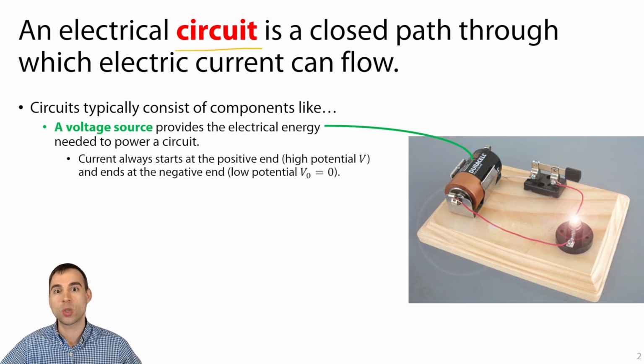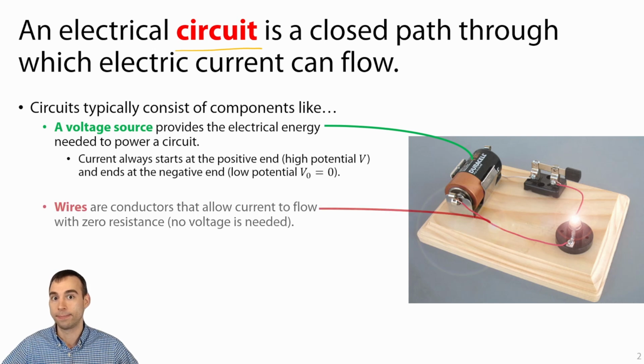We know that charges want to move from high potential to low potential if they're positively charged, so a voltage source is needed to have a current. And the current will always flow from the positive end of a battery, that's where there's high potential, to the negative end of a battery, where there's low potential.